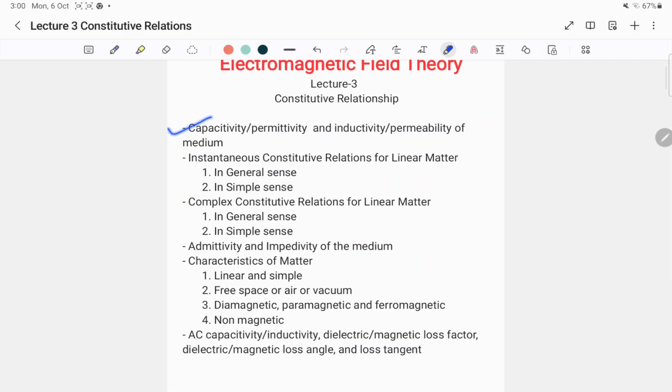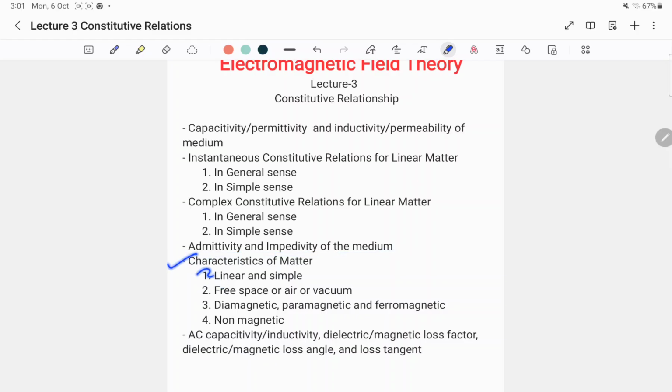The first topic is capacitivity or permittivity of the medium, and inductivity and permeability of the medium. Next is instantaneous constitutive relationship for linear matter in general sense and in simple sense. Next will be complex constitutive relationship for linear matter in general sense and in simple sense. Then comes admittivity and impedivity of the medium.